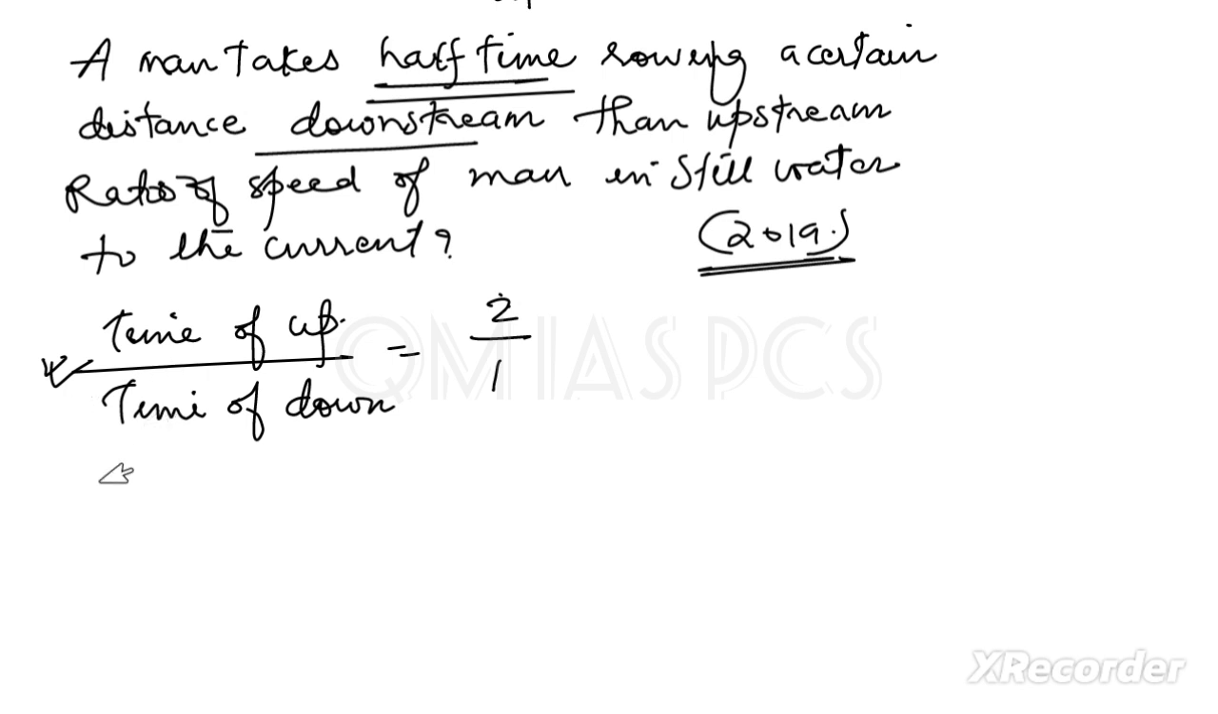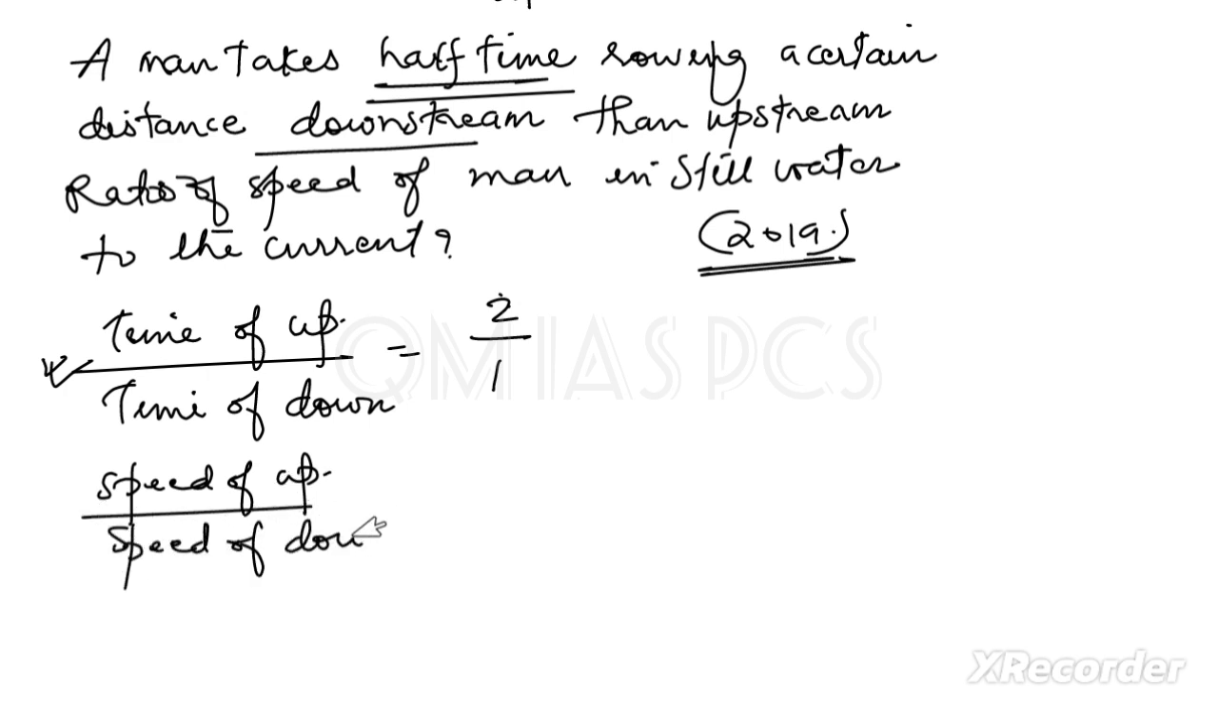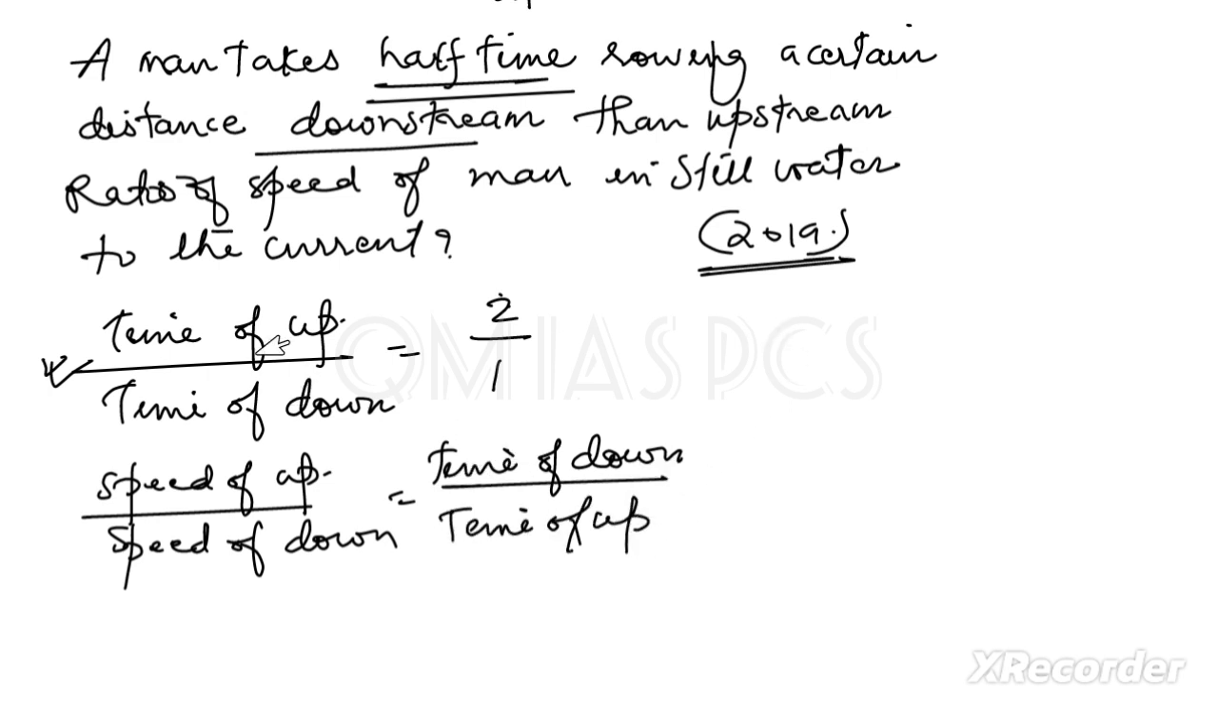So speed of upstream divided by speed of downstream is equal to what? Time of down divided by time of up, just the reverse of this one. Look at this: here time of up by down is given, and we have written time of down by up, so we will write 1 by 2.